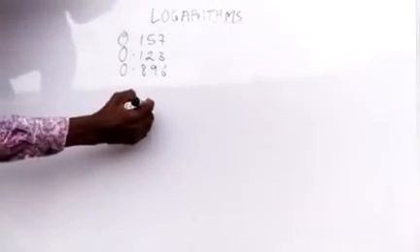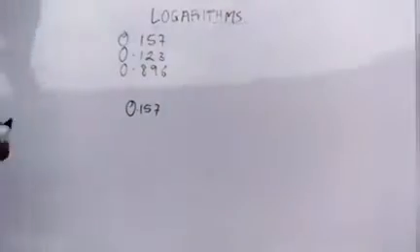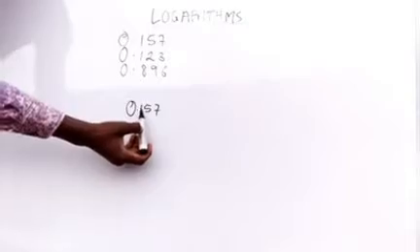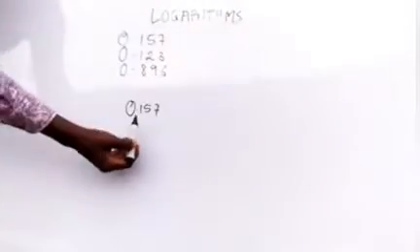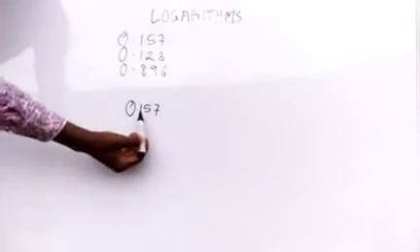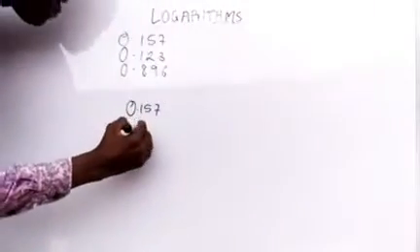Let me give you an example. Let's take this example number 1: 0.157. How do you check it? Don't forget, your logarithm is always divided into 2 divisions: the characteristic and the mantissa. So, how do you get the characteristic? You firstly count the number of decimal places you have. Decimal places are the numbers after your decimal point. We have 157, so you have 3 digits. That 3 digits, you add 1 to it, making 4.